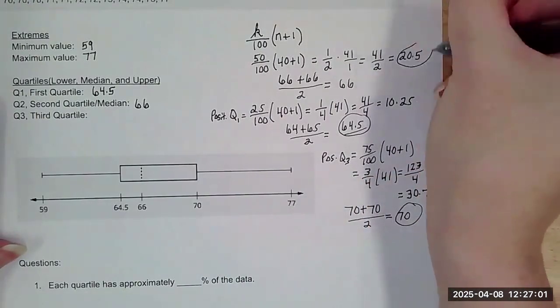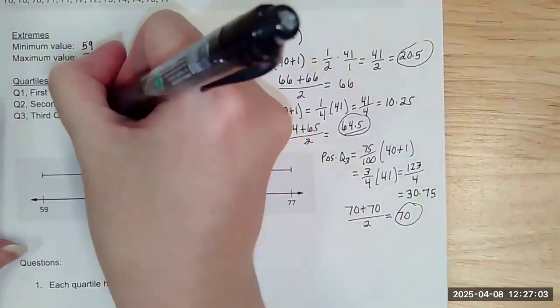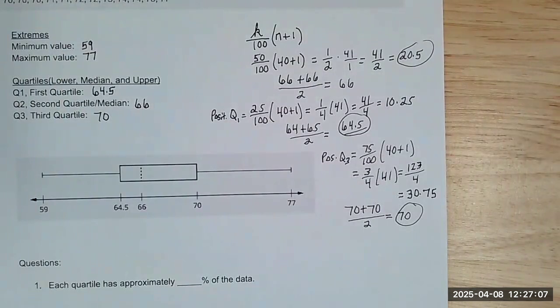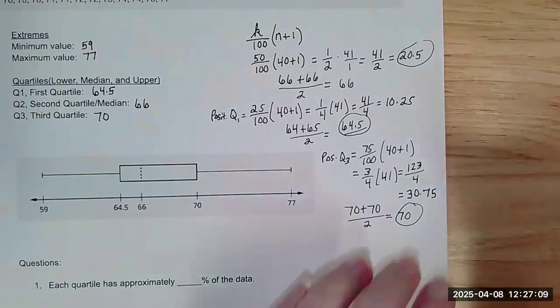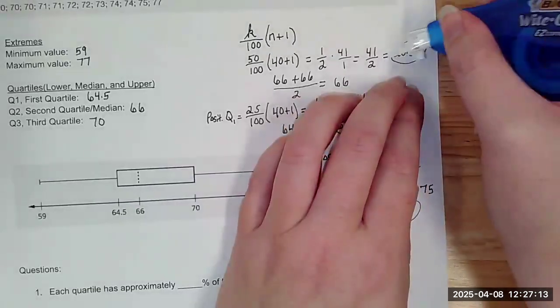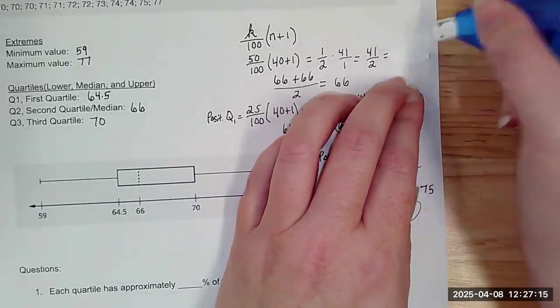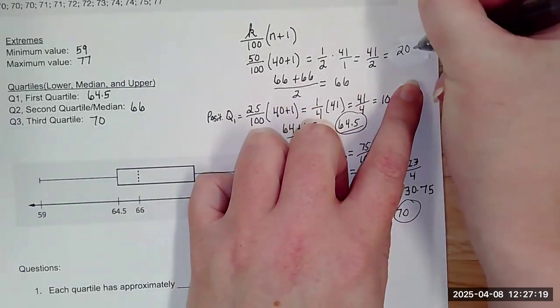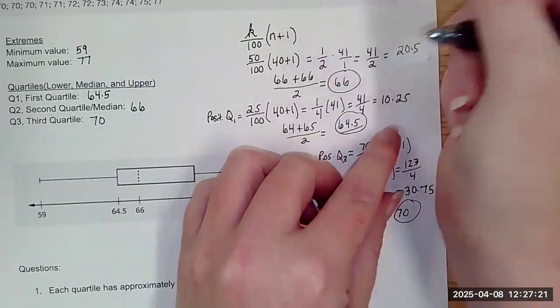Okay. Oops, I didn't mean to circle the 20.5. I meant to circle the 66. Forgive me, I didn't look down. There we go. Okay.